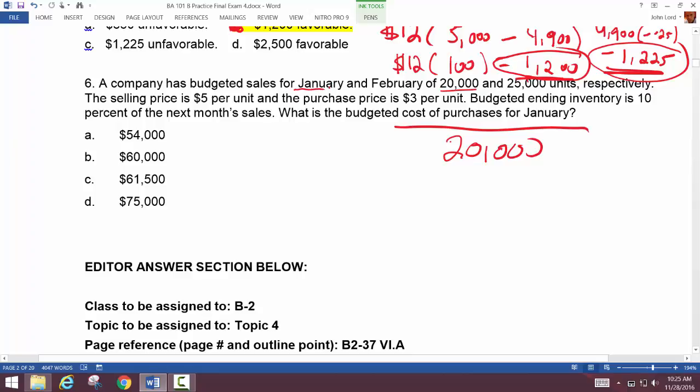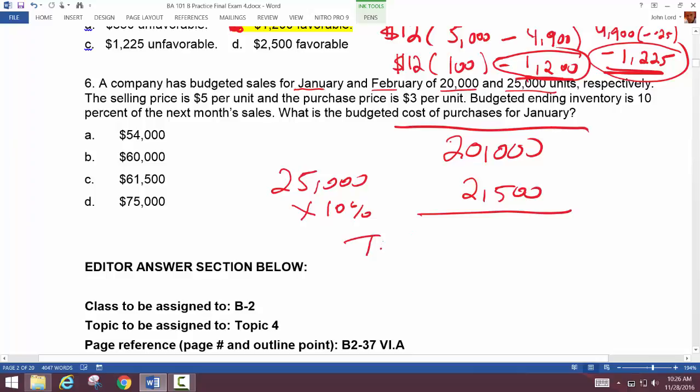Okay. Then they tell us they're going to have 25,000 for February, and they're going to want to have 10% of what they need for February on hand at the end of January. So since it's 10%, I'm going to have to create 2,500 more. So I have, remember we were calling this total needs, of 22,500? With me so far?